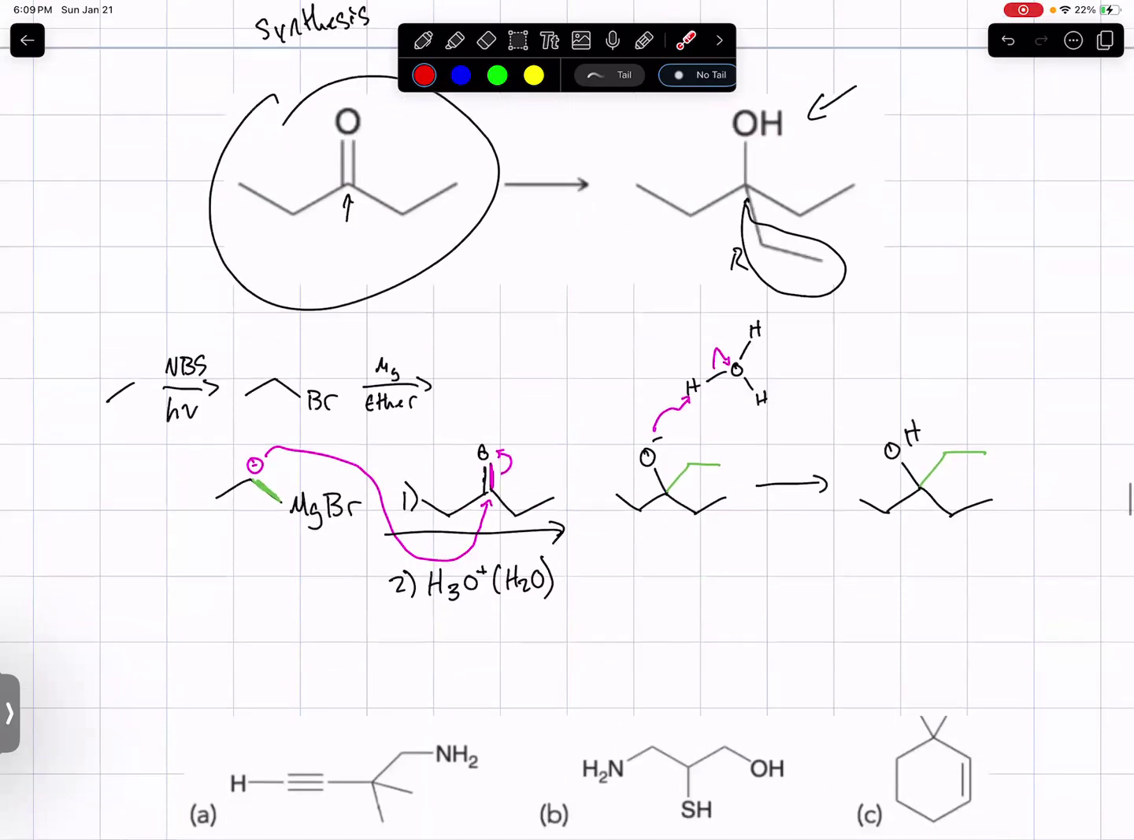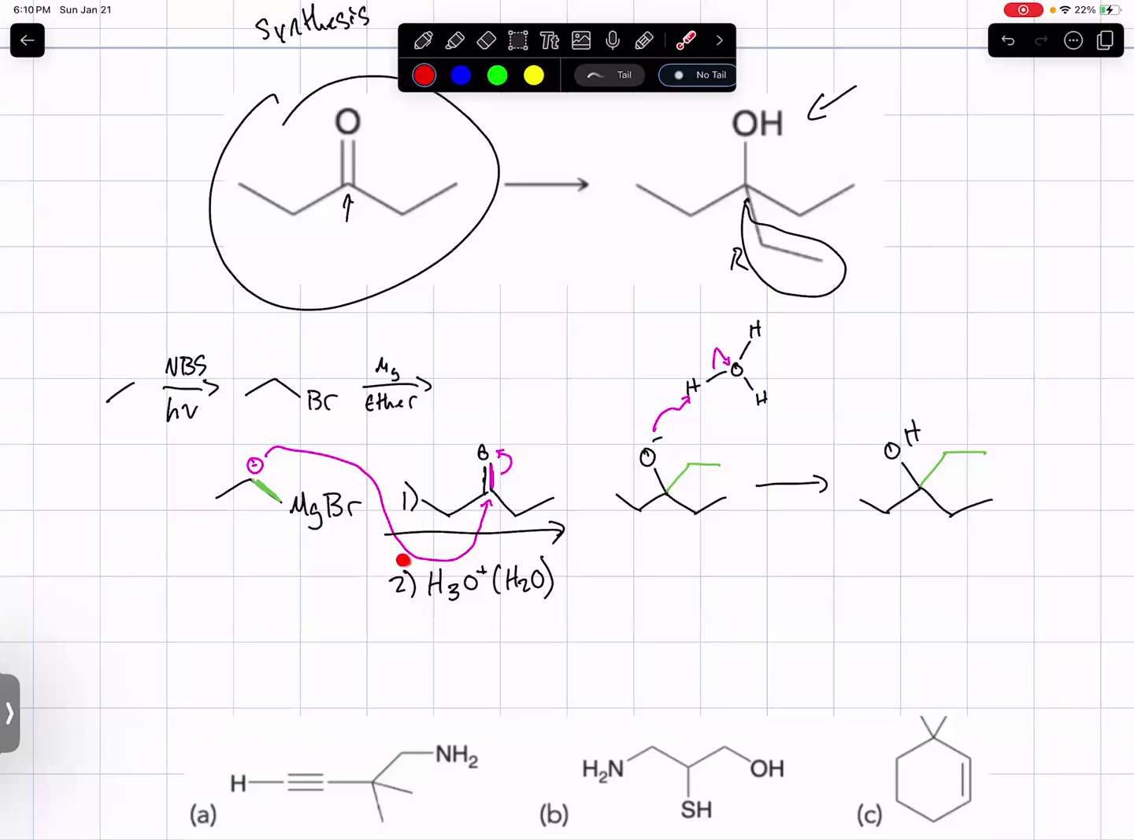We've made our Grignard reagent first by adding Br to our ethyl. Once we've added Br via NBS and light, we now have to turn this alkyl halide into a Grignard reagent. We make this alkyl halide into a Grignard reagent by just adding Mg and ether. This now makes our Grignard reagent. Our Grignard reagent polarizes the bond between this carbon and the magnesium. This makes this carbon act as a nucleophile. It attacks the electrophilic position, pushes the pi bond up, and it makes an alkoxide ion.